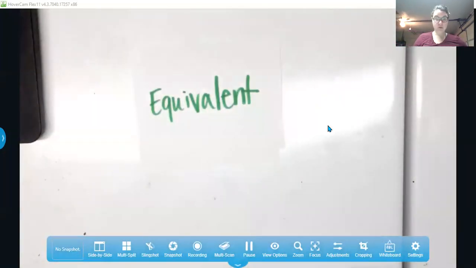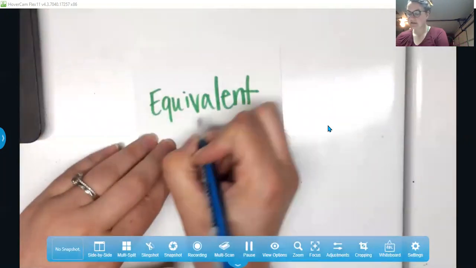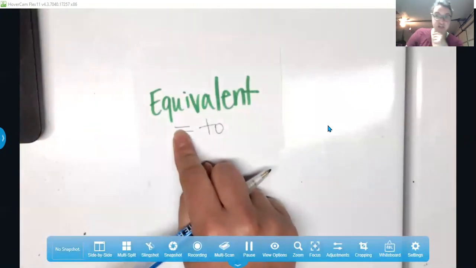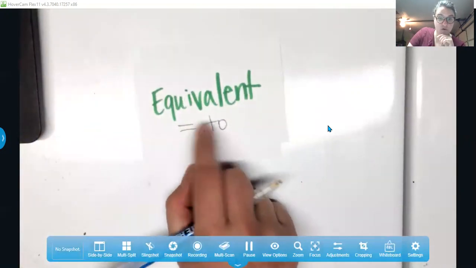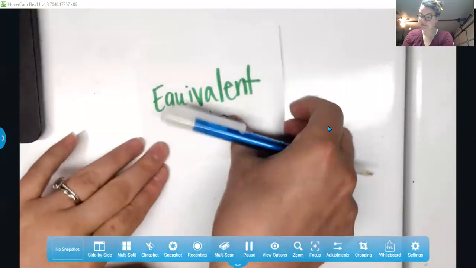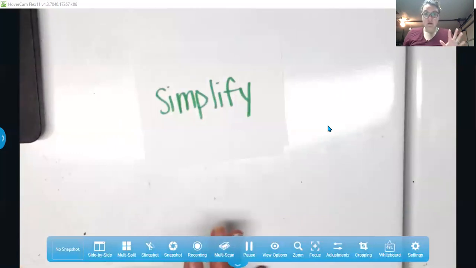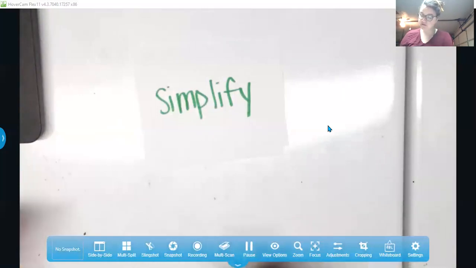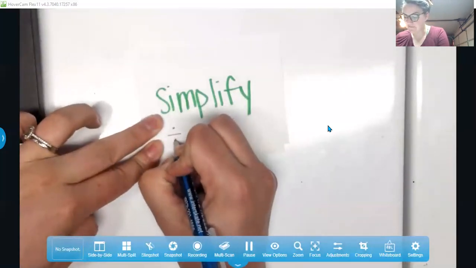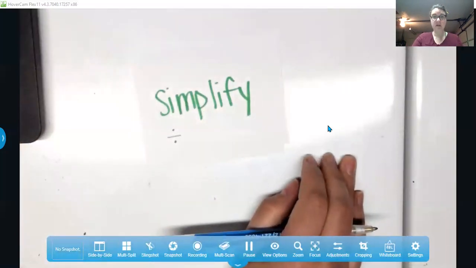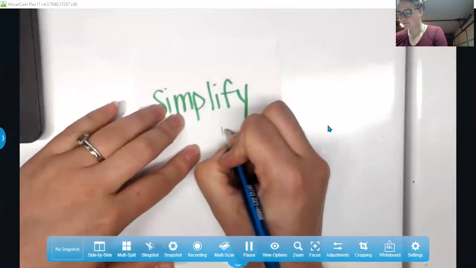I would like to start with the word equivalent. The word equivalent means equal to. So if you're looking to find an equivalent fraction, you're looking to find something that is equal to the fraction that you're looking at. Then we've got simplify. You are also finding an equivalent fraction when you simplify. However, when you simplify to find that equivalent fraction, you'll be dividing because it's the simplest form, the lowest numbers.